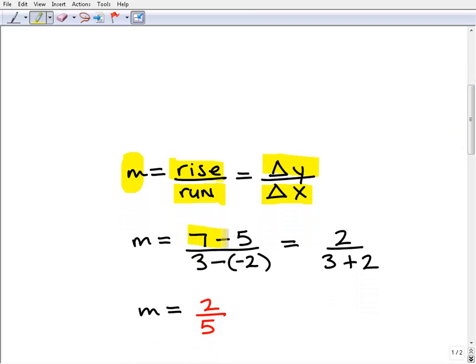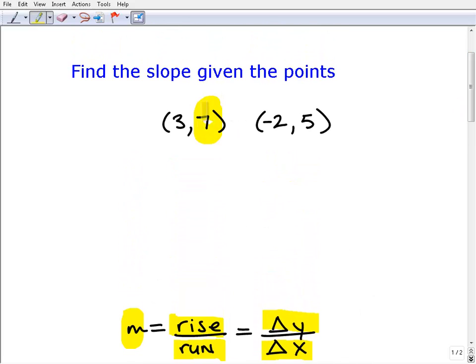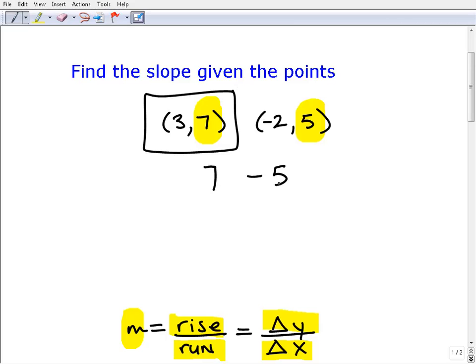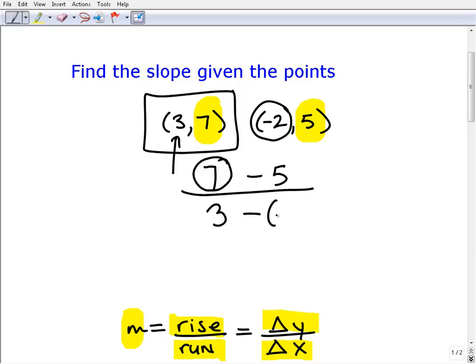So here, 7 minus 5 is the difference of the y coordinates. Let's look up here. We had 7 as one y coordinate and 5 as another y. But I want you to notice that I started with this point first. In other words, I wrote the 7 minus 5 as the difference of my y's. As such, when I'm finding the difference of my x's, I have to start with this x first because I started with this 7. So 3 is going to be in that first position, so it's going to be 3 minus this x right here, which is negative 2.